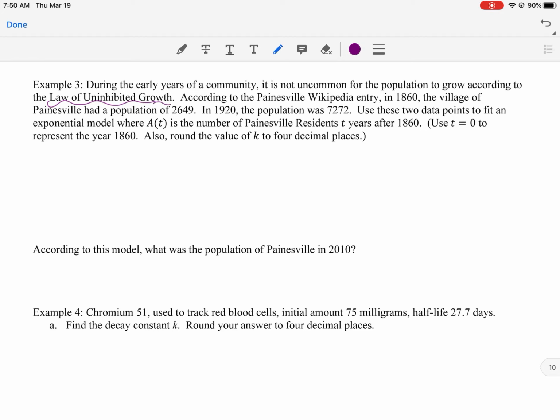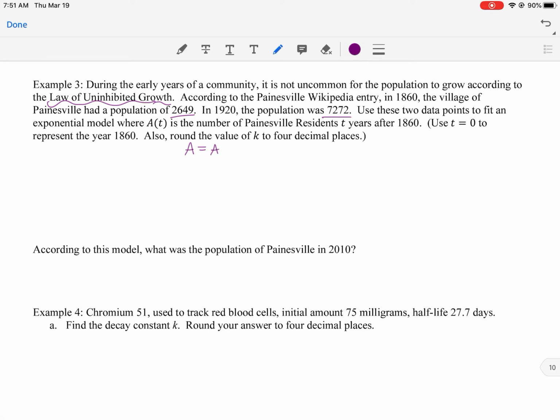According to the Painesville Wikipedia entry, in 1860, a village of Painesville had 2,649. In 1920, the population was 7272. Use these two data points to fit an exponential model, A of t, the number of Painesville residents, t years after 1860. Use t sub 0 to represent the year 1860. Round k to 4 decimal places.